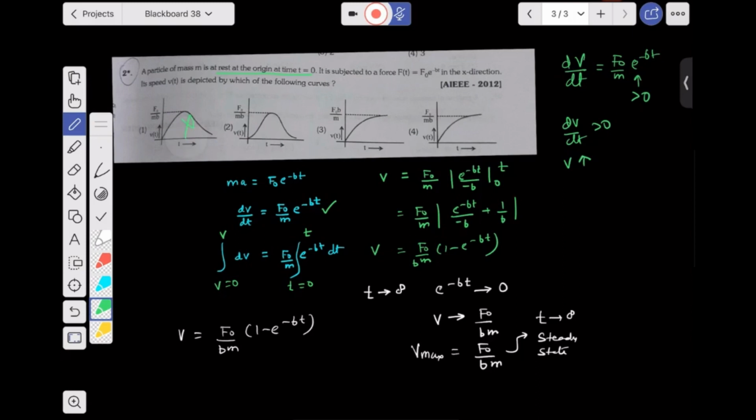So this one is out of the question, this one is gone, because it is not always increasing. And the maximum speed it can reach is this, so this one is also out of the picture, since the curve is getting a value more than f naught by bm, which is not possible.